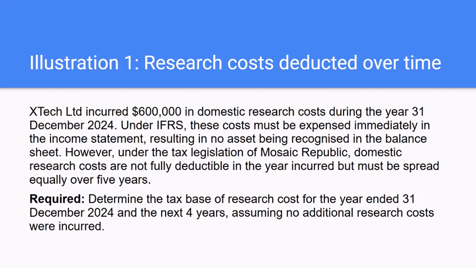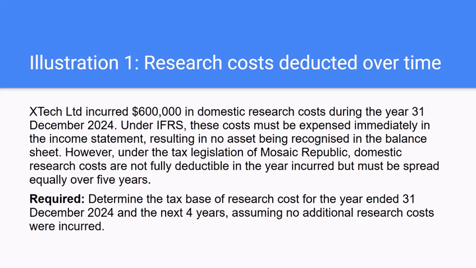It doesn't exist. I've just made it up on my own. So X-Tech Limited incurred 600K in domestic research cost during the year ended 31 December 2024. Under IFRS, these costs must be expensed immediately in the income statement with no asset being recognized in the balance sheet. However, under the tax laws of Mosaic Republic, research costs are not fully deductible in the year incurred, but must be spread equally over 5 years.